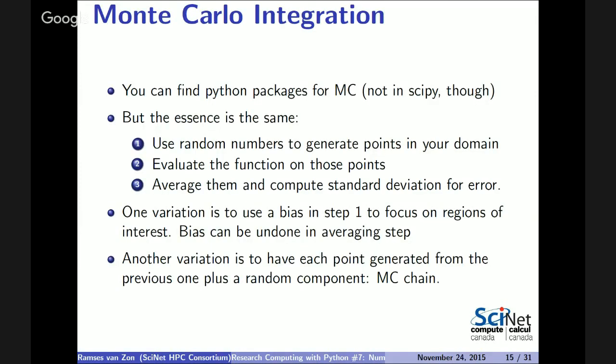Now, I don't know if it's because it's so simple or because there are many different variations of this theme, but there's no single Monte Carlo integration package like SciPy, where you can just say, here's my function, just randomly start picking some points in the domain. So you probably do this yourself. There's some specialized packages that might fit your particular use case. You can look for them, or you might already be using them. But the essence is always the same.